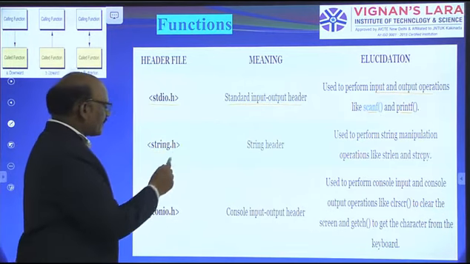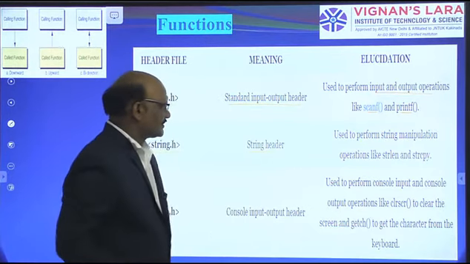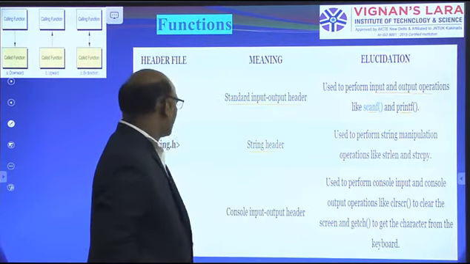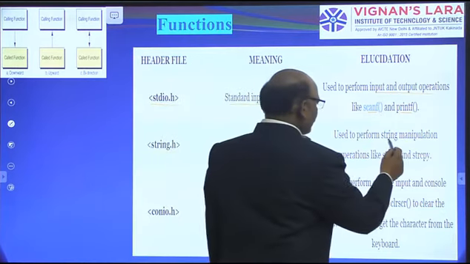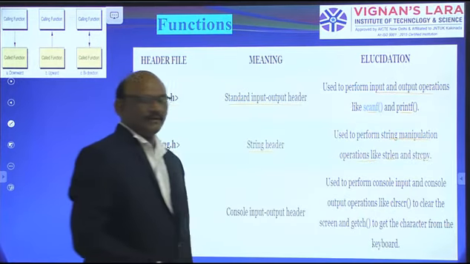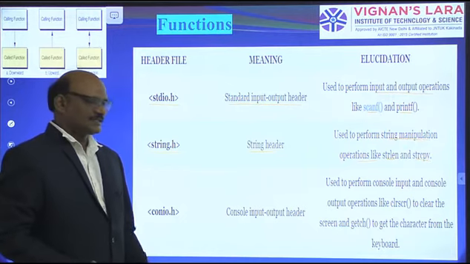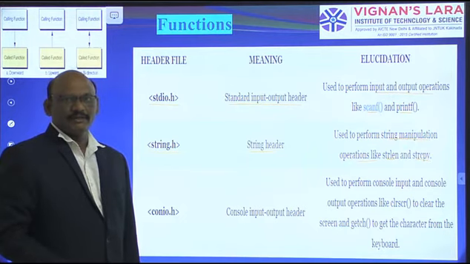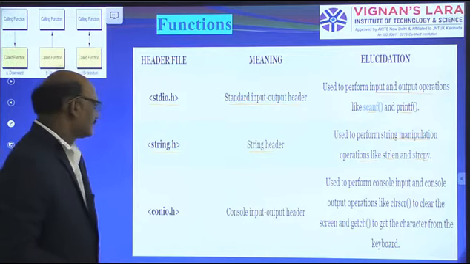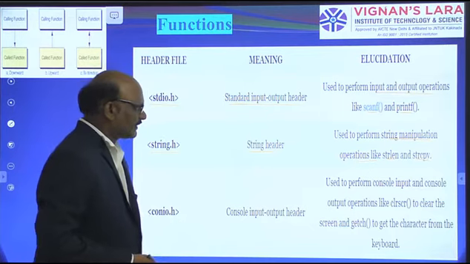Next one, string.h. This is another header file for performing string operations, right? String header. It is used to perform string manipulation operations like string length, string copy. strlen is used to find the length of a string, strcpy to copy one string into another, strcmp for string compare, and strcat to concatenate two strings. For all these, we can use the string.h header file.